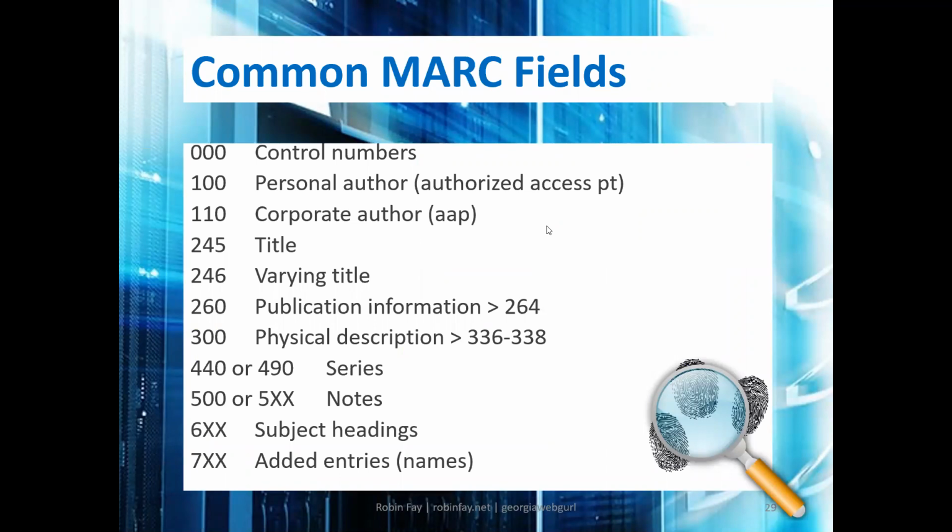Common MARC fields: our 00X fields are what's called control numbers. 020 is where your ISBN is, and some other things. 100, personal author, personal creator. That is an authorized access point. So that means that you're using what is in the authority record or you're following the format for how to create a name according to our authority standards. 110 is part of that 1XX range. 110 is the corporate author, so it's a group of people. We'll talk more about those in a minute.